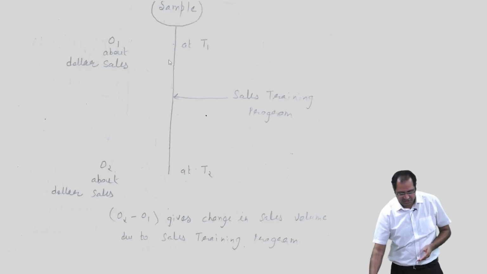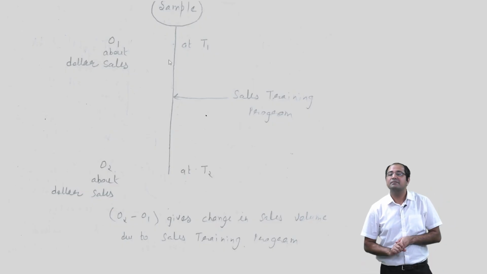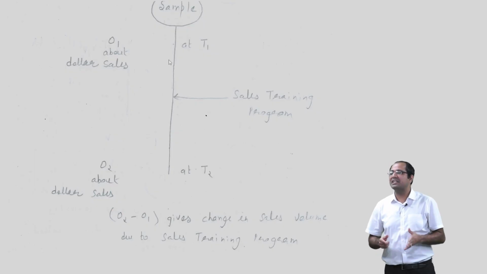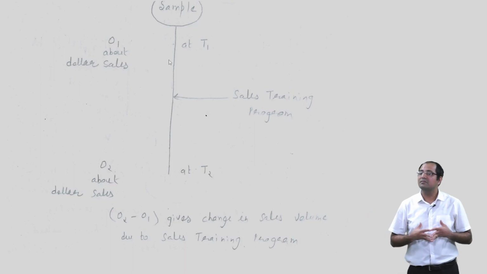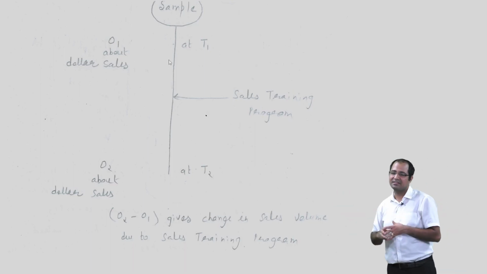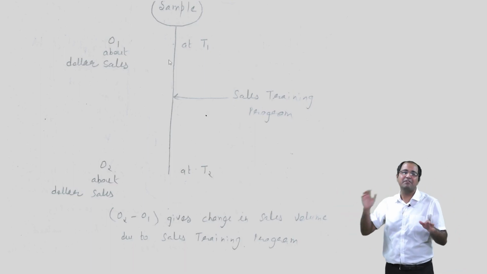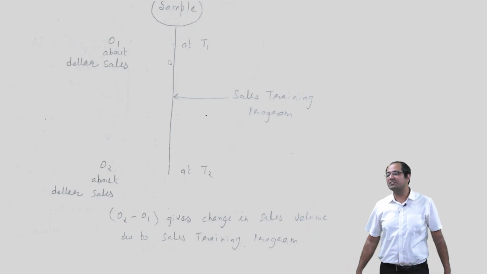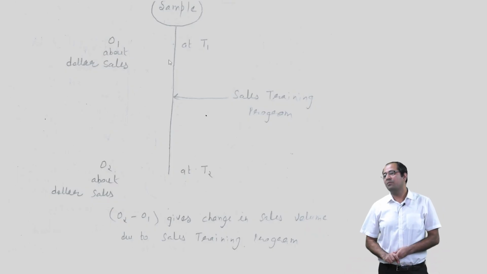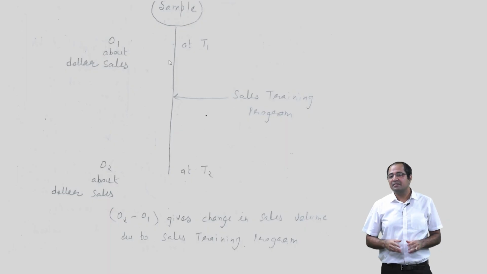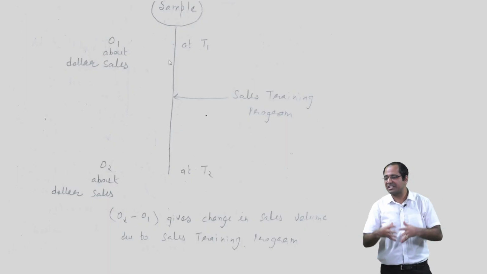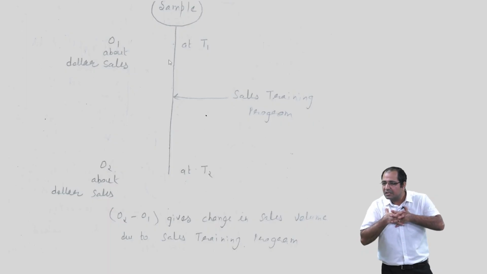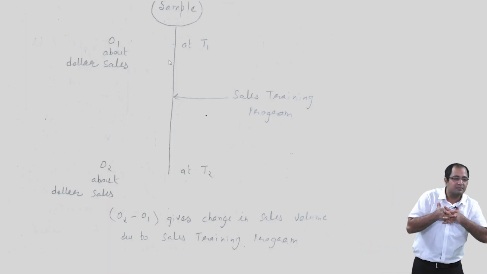But in this we cannot say that O2 minus O1 is because of whatever increase is there. Let's assume that the sales have increased substantially. We cannot say it is because of the sales training program. And why can we not say that? Because we did not control for extraneous variables. Now what could be an extraneous variable here?